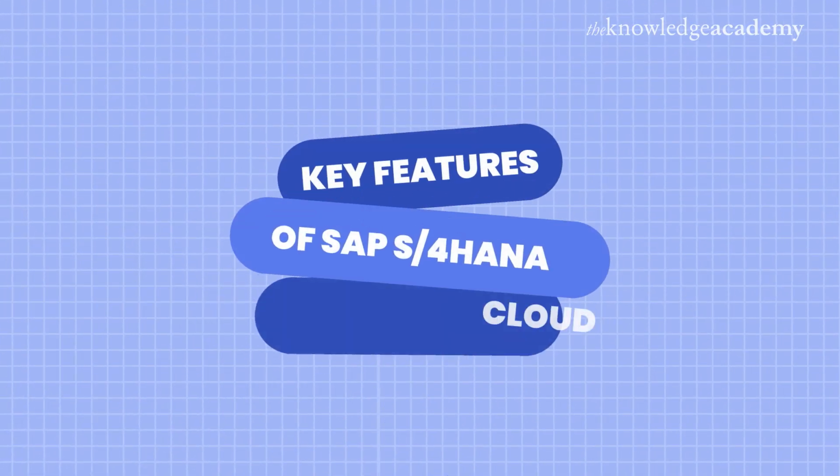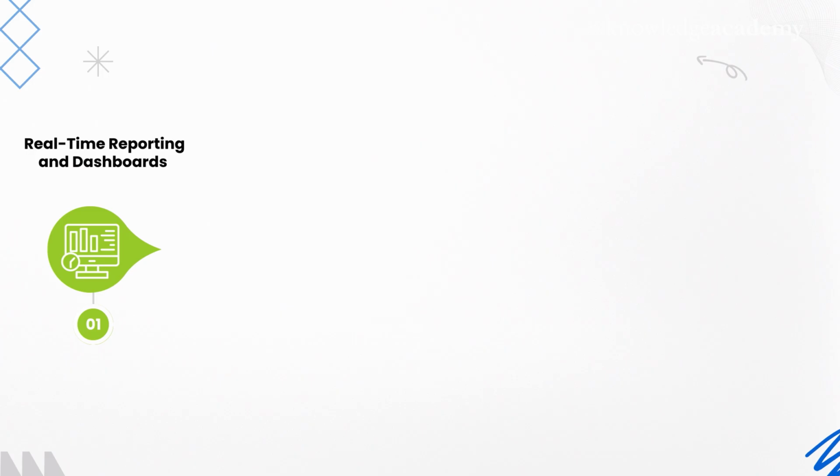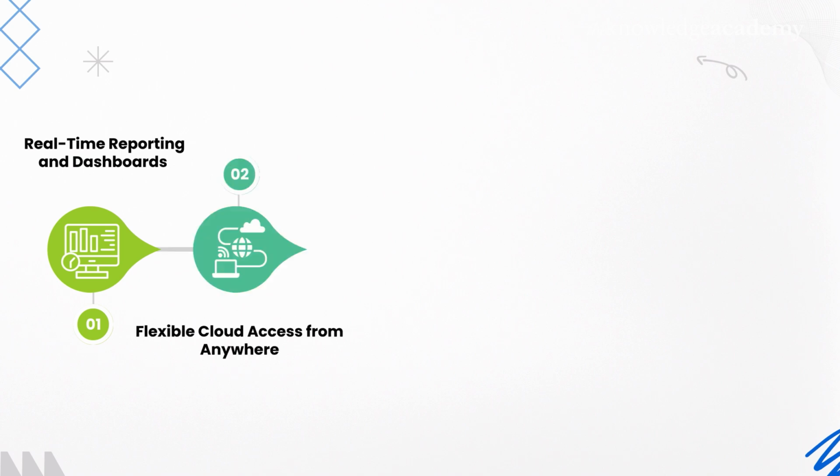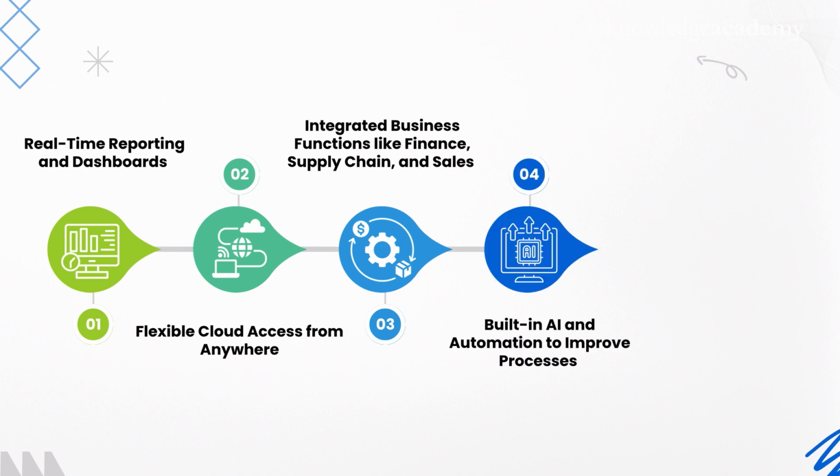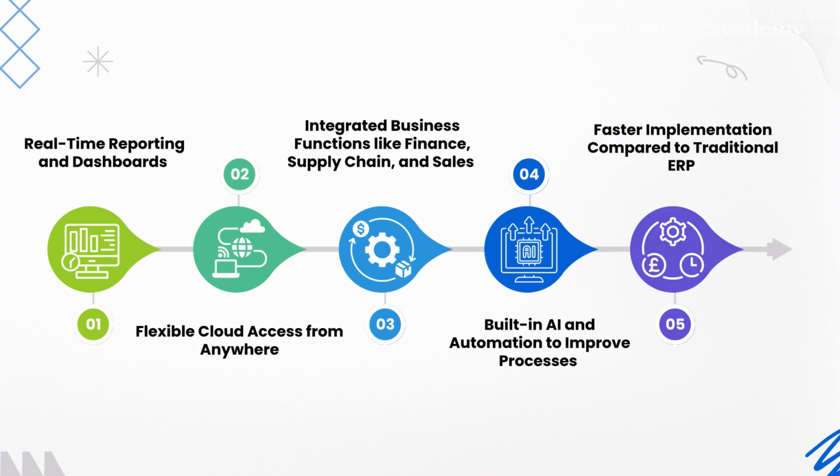Key features of SAP S/4HANA Cloud: real-time reporting and dashboards, flexible cloud access from anywhere, integrated business functions like finance, supply chain, and sales, built-in AI and automation to improve processes, and faster implementation compared to traditional ERP.